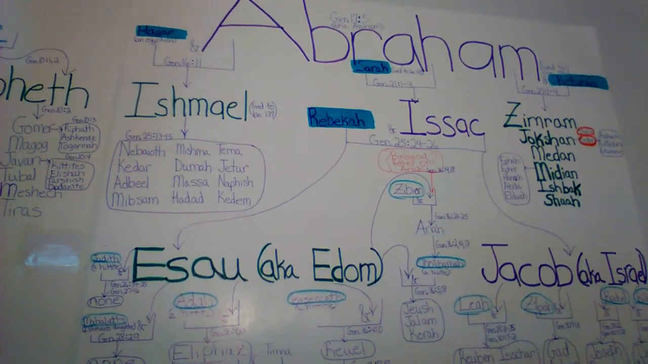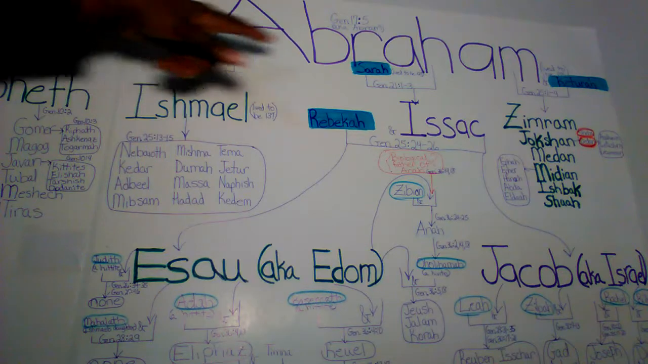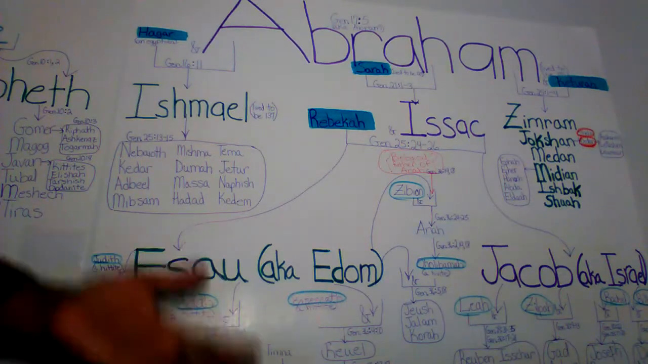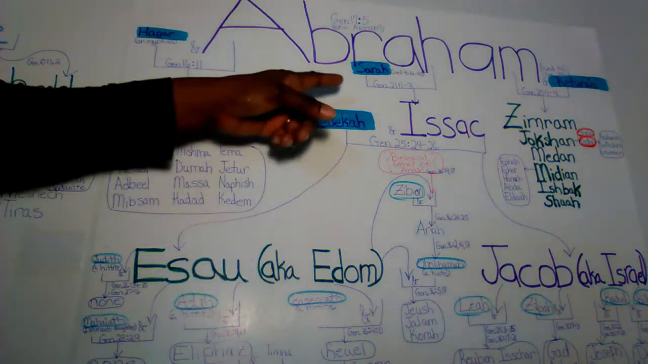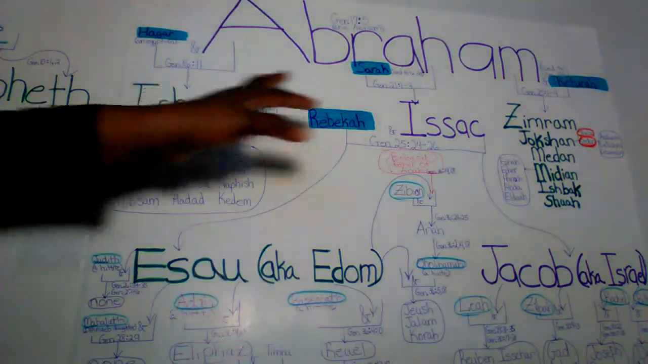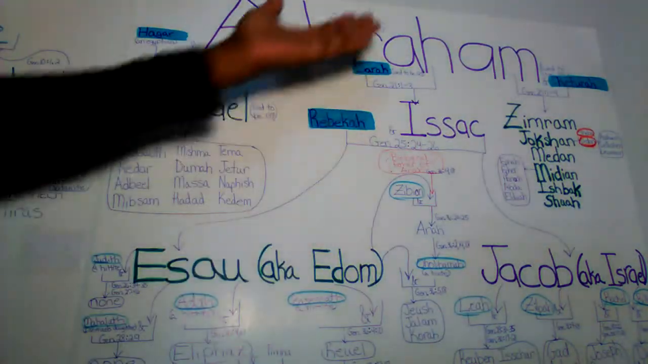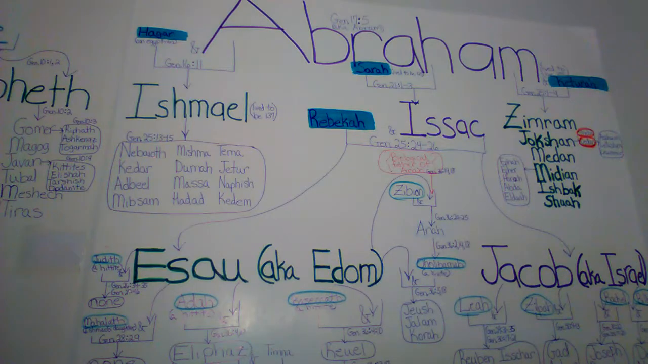As you can see, we have Abraham and the three wives that he had. You don't hear many people speak much about his third wife, Keturah, who he married and had children with after Sarah. So we're going to cover and show the whole story, not just one section, but the whole story of Abraham and his children and their descendants.